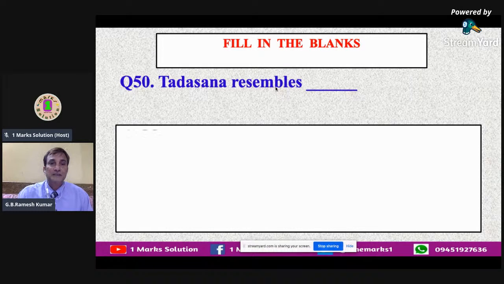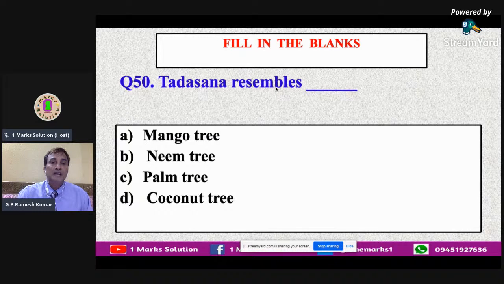Tadasana resembles mango tree, neem tree, palm tree, and coconut tree. So mango tree definitely is not the answer, and neem tree also not the answer. Coconut tree is not the answer. It's a palm tree pose. The answer is palm tree.